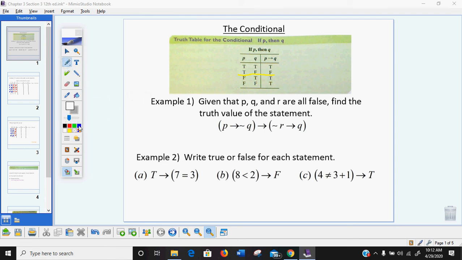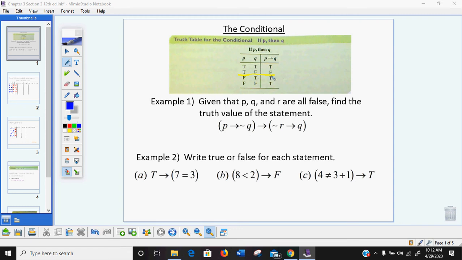All right, in this section, we're going to learn about the conditional. The conditional means if P then Q, and it's represented by this arrow right here. So your P's are the same: true, true, false, false. Your Q's are the same: true, false, true, false. If P then Q, here's the main thing you need to remember.